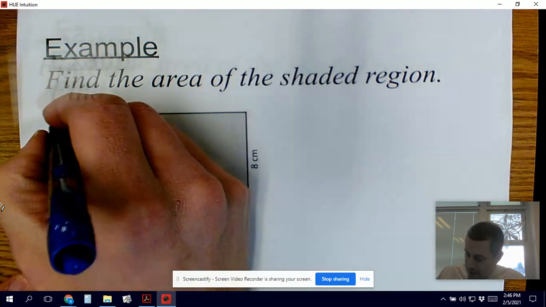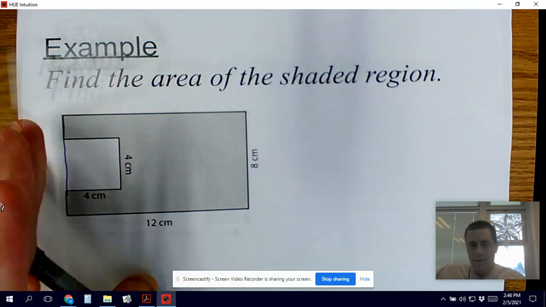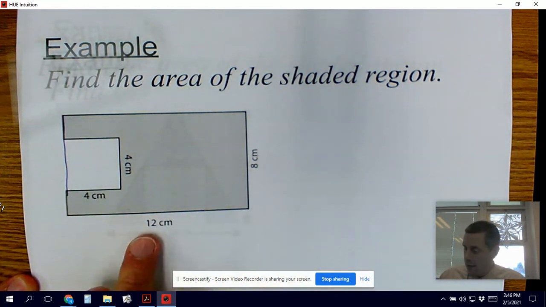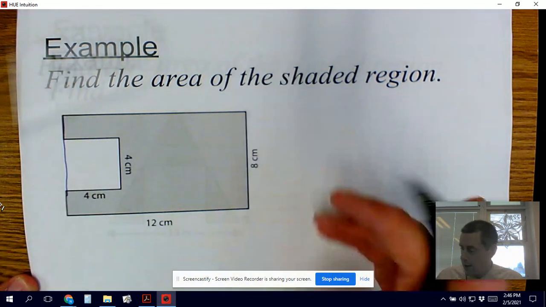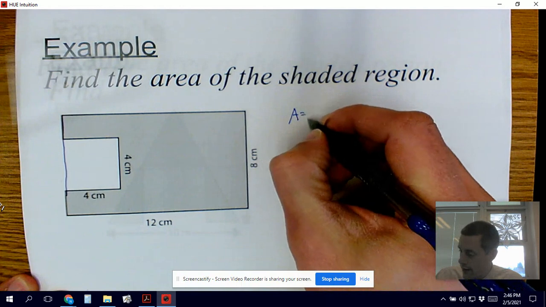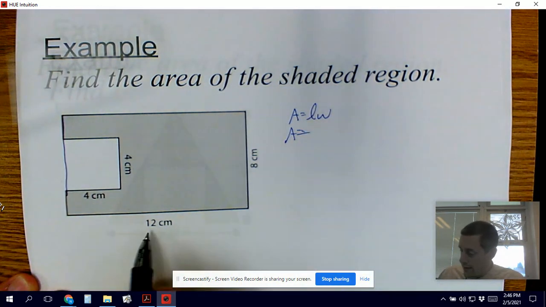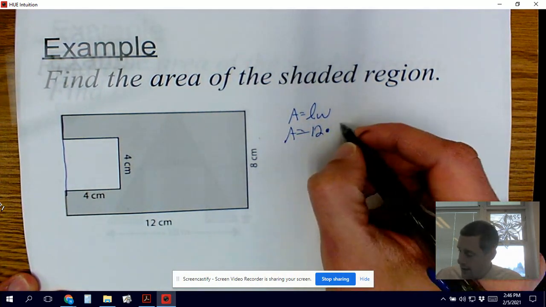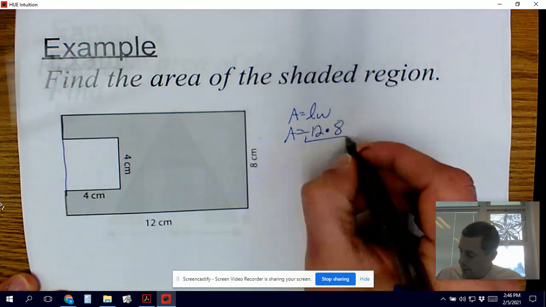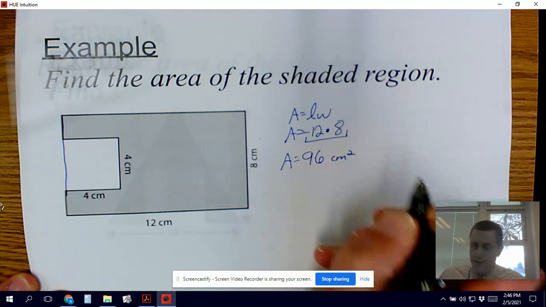So first off, if I made this one solid piece, I can even draw the line to make it complete and filled it all in, I would have a rectangle that is 12 centimeters by 8 centimeters. So let's find the area of that rectangle as if it was a solid polygon. For our rectangle, area equals length times width. The length is 12 centimeters and the width is 8 centimeters. 12 times 8, we get an area of 96 square centimeters.